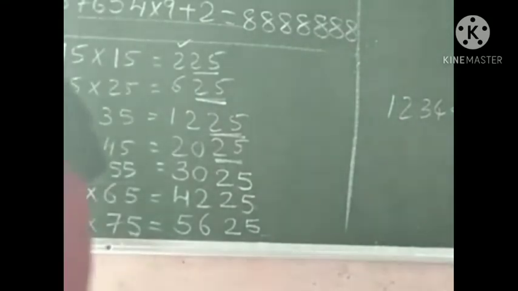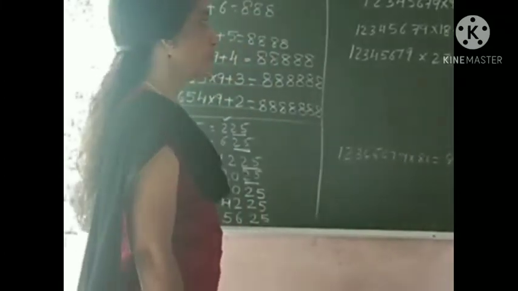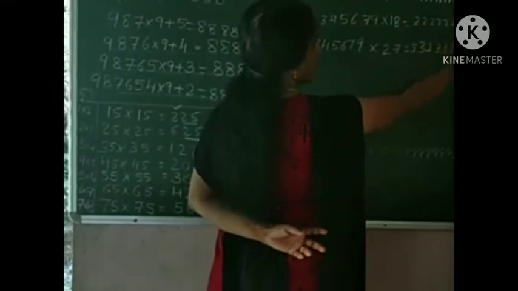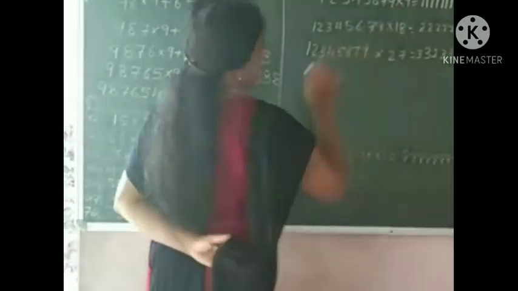Next one. Here 1, 2, 3, 4, 5, 6, 7, 8, 9 into 9. 1, 1, 1. How many ones are there? 9 ones. Now, what is the difference here? The same number 1, 2, 3, 4, 5, 6, 7, 8, 9 is there.